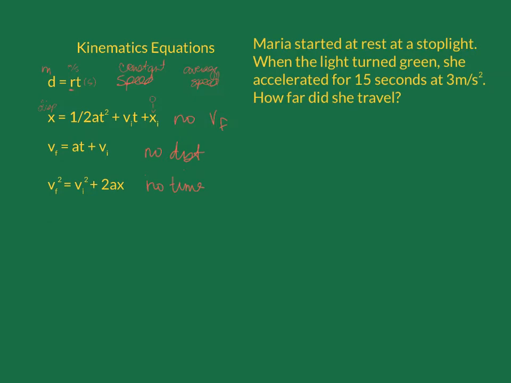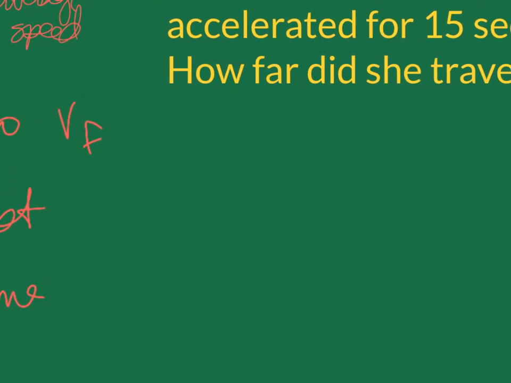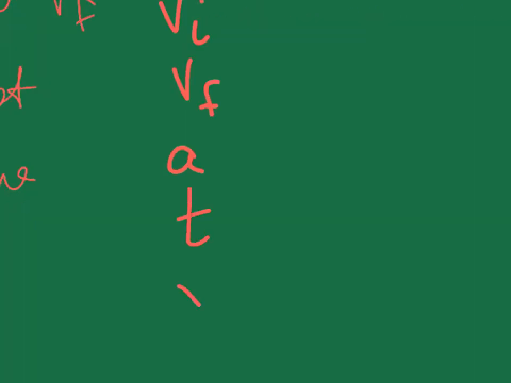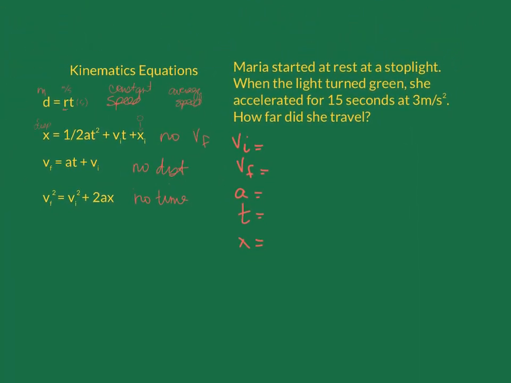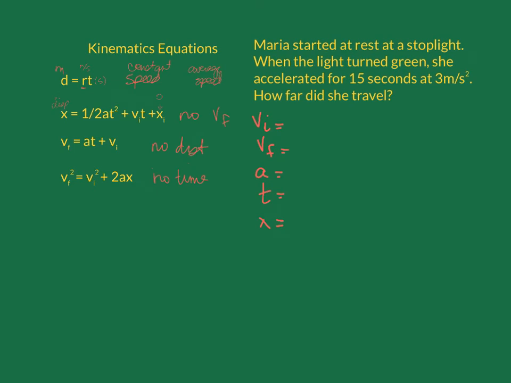Okay, so here we go. We're going to list our variables again. So we're going to go V initial, V final, acceleration, time, displacement. And we're going to read the problem. Okay, so I want you to notice how I read the problem.